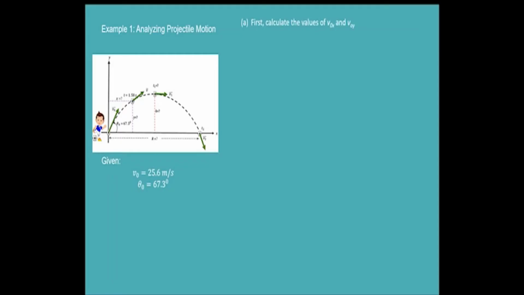Let's calculate the values of V sub 0 x and V sub 0 y. Let's recall that V sub 0 y is equal to V sub 0 sine theta, okay? Where V sub 0 is our initial velocity. So let's substitute: 25.6 meters per second times sine 67.3 degrees is equal to 23.62 meters per second.